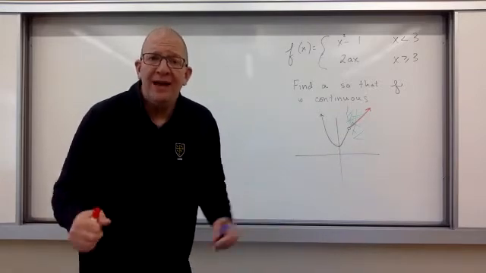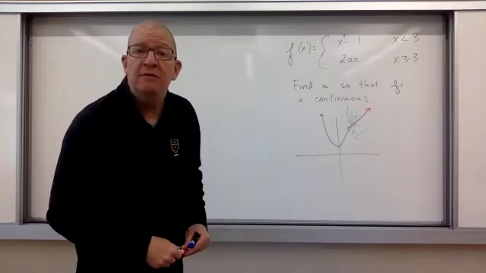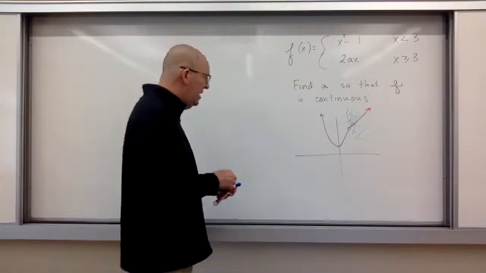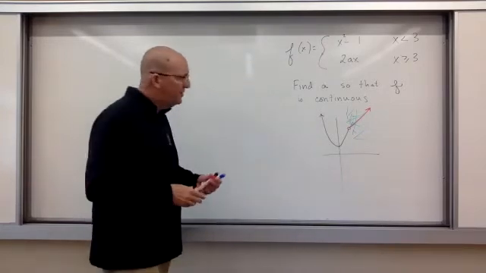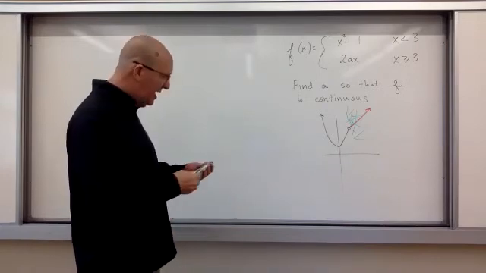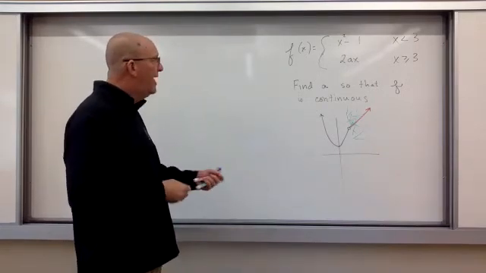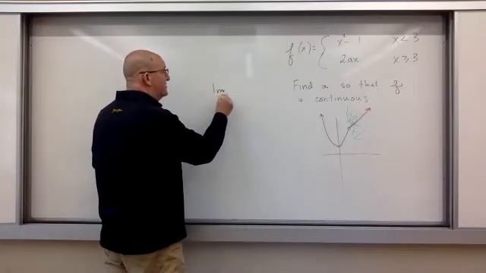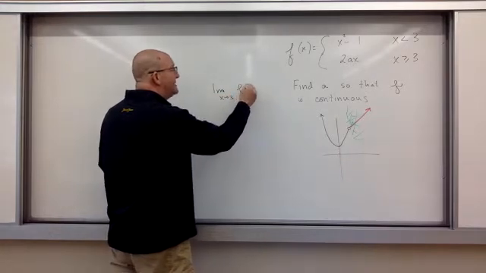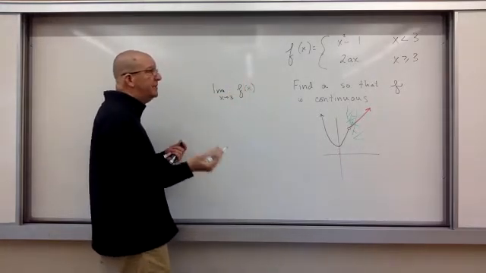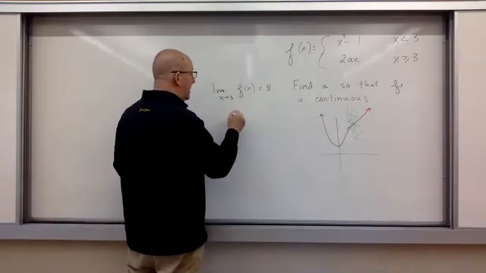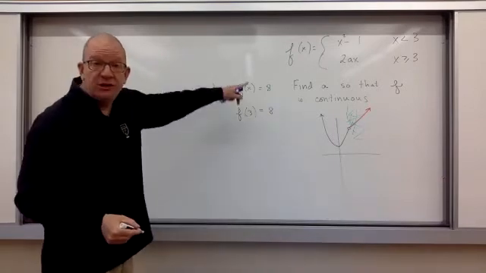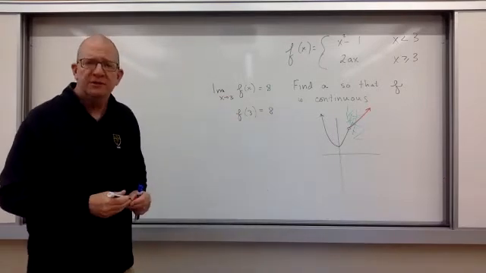How do I figure out what that is? I figure out what a is. And really, that's what we've got here. So let's do that. We know that the point has to be 3, 8, right? And so for continuity, that means the limit as x approaches 3 of f of x from both sides needs to be 8. And I know that f of 3 needs to be 8. And if that's true, then our function is continuous.